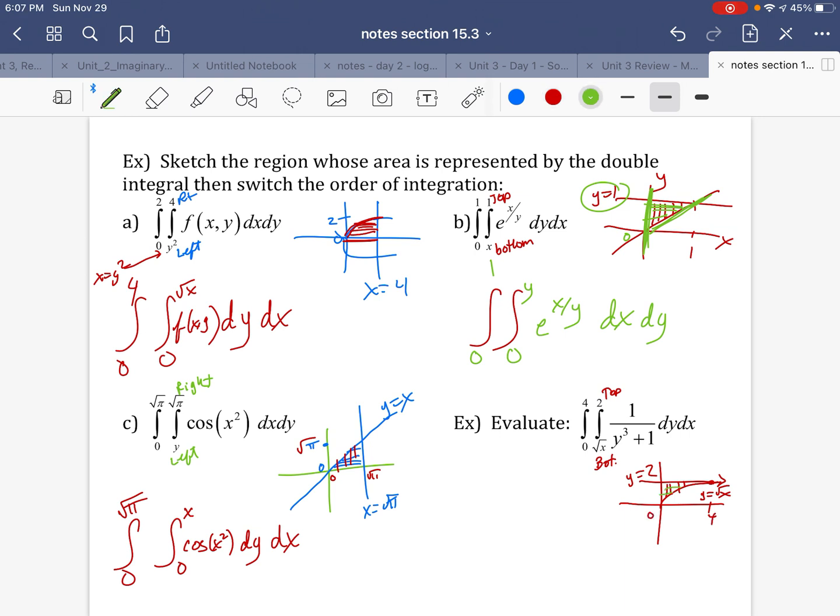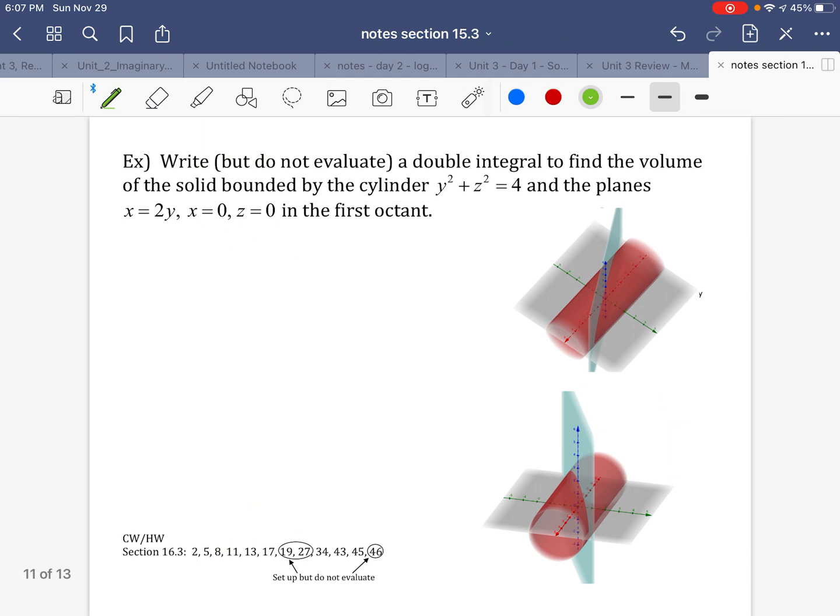So we're going to switch it to go this way, so right minus left. The right one is the radical x, but I've got to solve it for x, so it's going to be y squared. The left side is this right here, so that's x equals 0. So that's my dx. And then dy, well, my y values go from 0 to 2, so that's that. And then I have 1 over y to the third plus 1. Okay? All right.